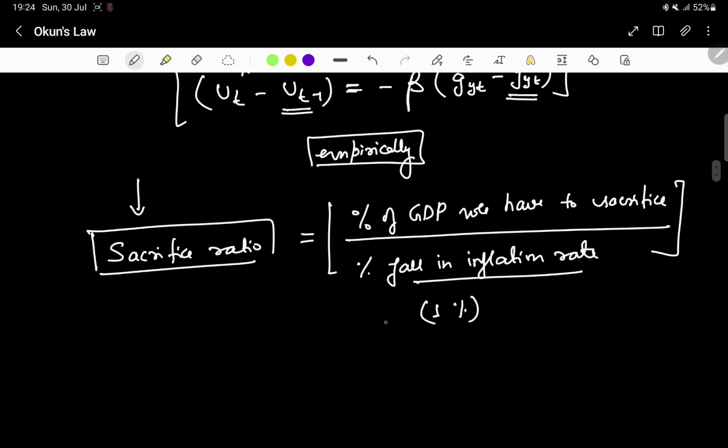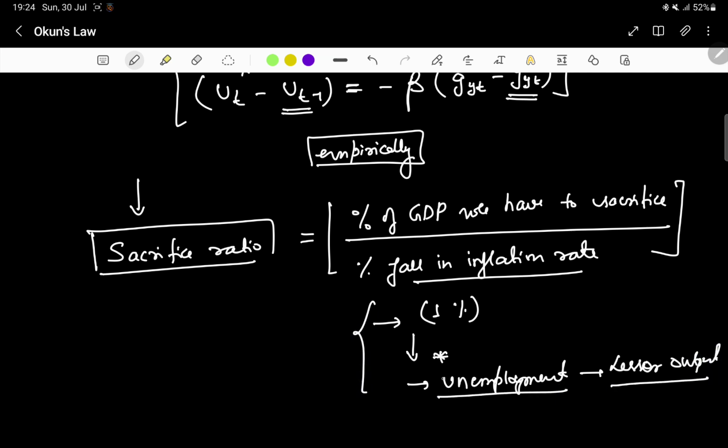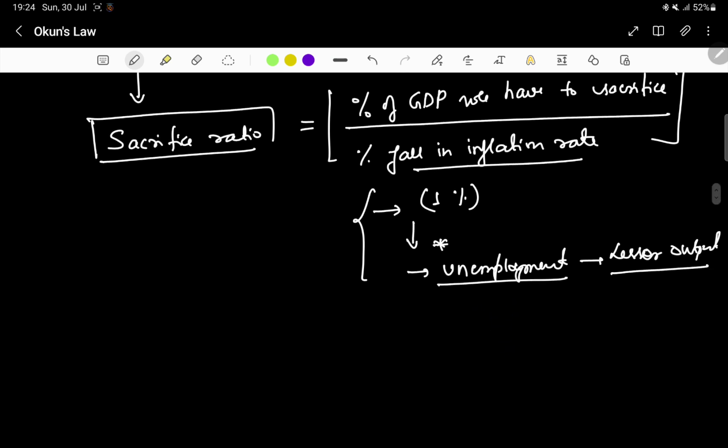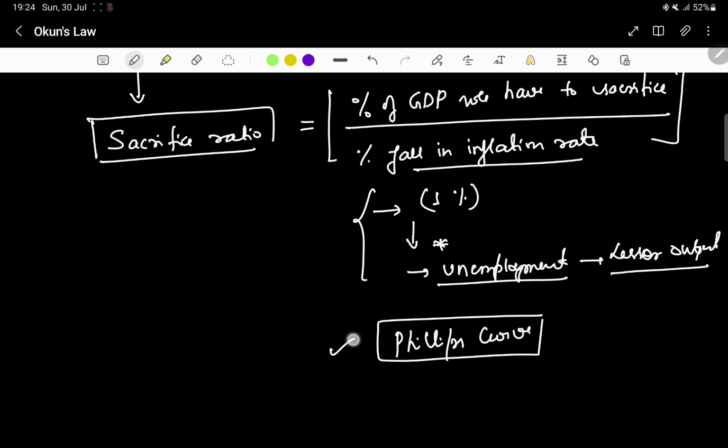Because when you have to reduce inflation, how can you reduce inflation? You can reduce inflation by employing fewer persons. So when you try to reduce inflation, you will promote unemployment. When you promote unemployment, it will lead to lesser output. And I think most of you would be wondering how I am writing about it. Actually I am writing about this flow, unemployment and lesser output, using the Phillips curve. I am utilizing the Phillips curve here to draw this analogy, that 1% fall in inflation.